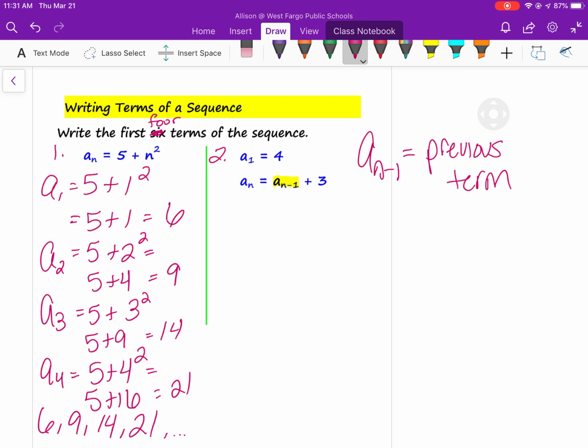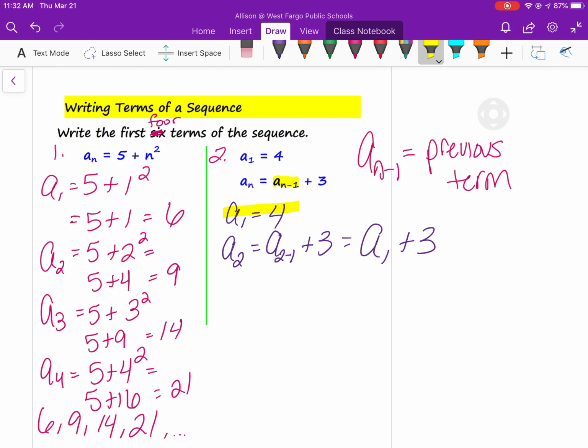So this is what we call a recursive rule, which means it has to be done in order. It uses the previous term. So if I want the first 4 terms, it has to give me the first term, where to start. The second term then, a sub 2, if I plug in n equals 2, I'm going to get a sub n minus 1 plus 3. Well, really, that's a1 plus 3, and a1 was 4. So I could substitute 4 back into here. So 4 plus 3, my second term will be 7.